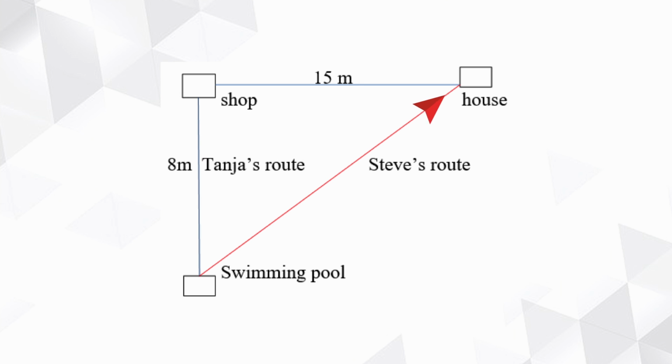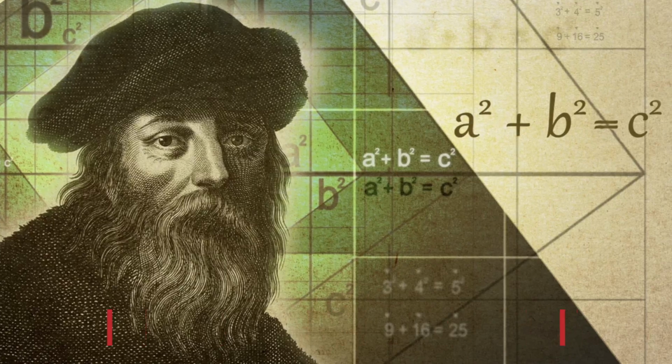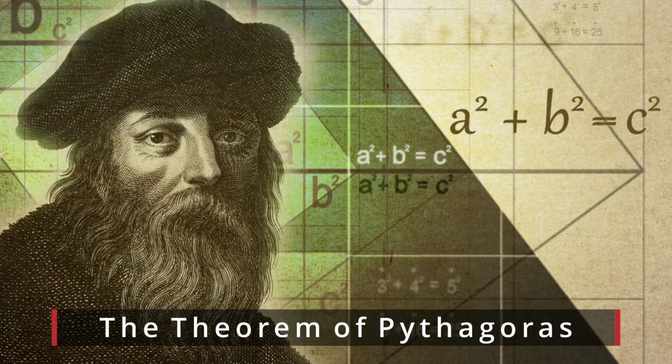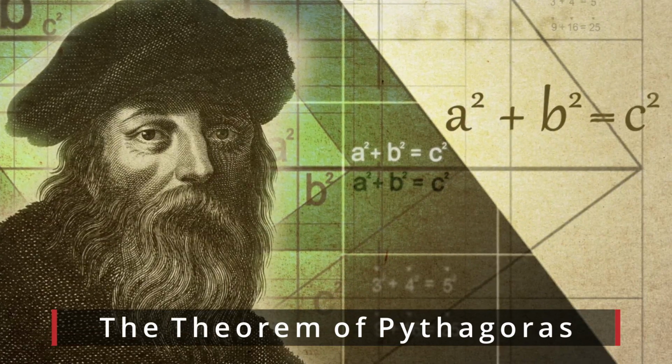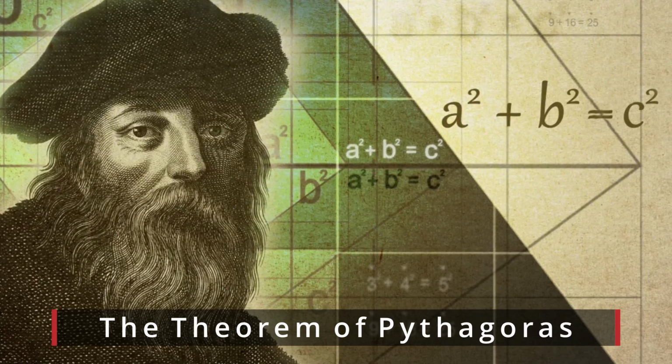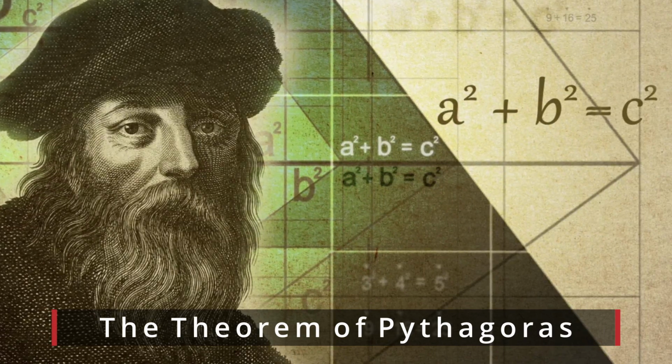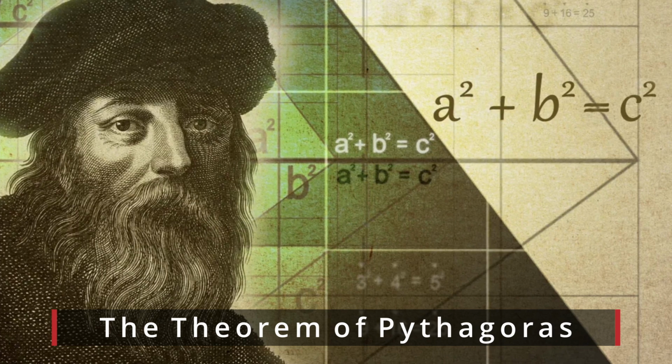We can see which route is the shortest. If Tanya walks her route, she will walk 8 plus 15 meters, which will be a total of 23 meters. But do we know the distance that Steve will walk? So, this is where we are going to use the Theorem of Pythagoras. He developed the formula so that we can calculate the length of the third side.